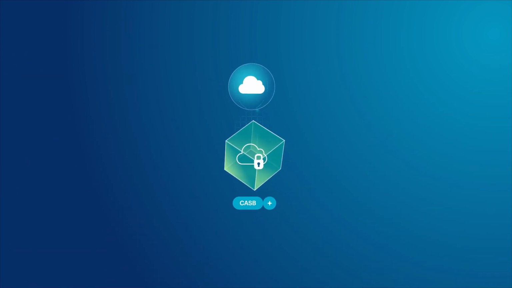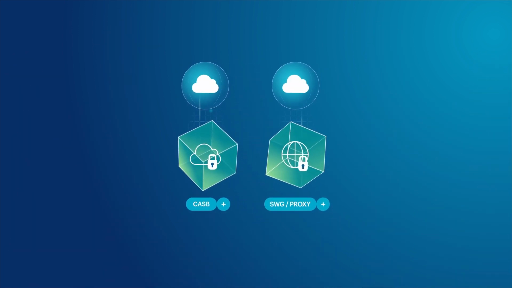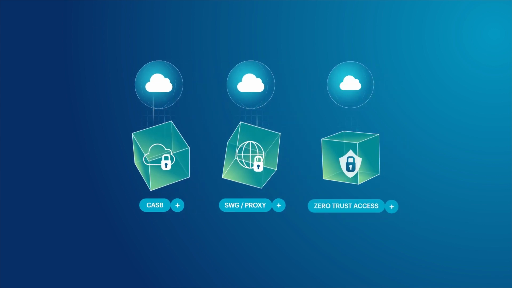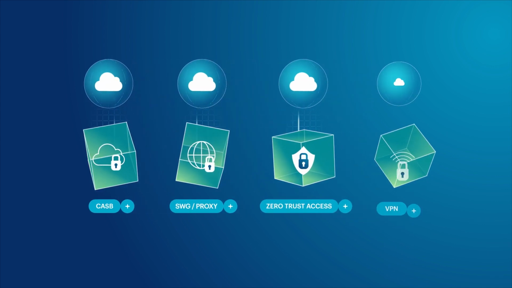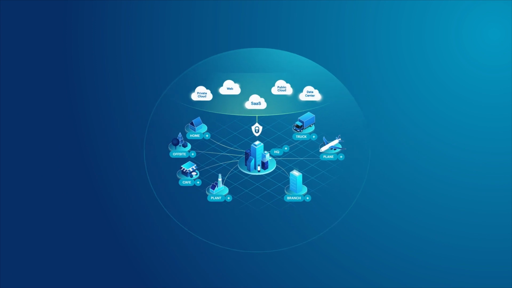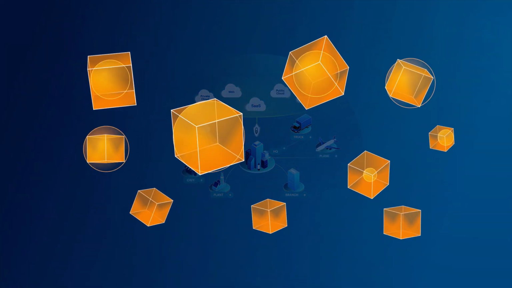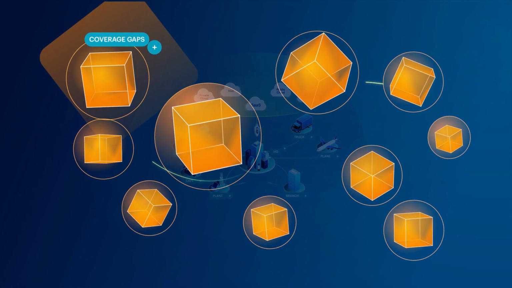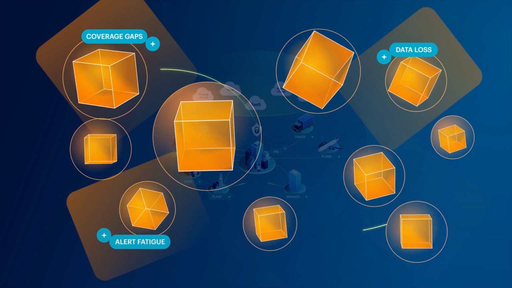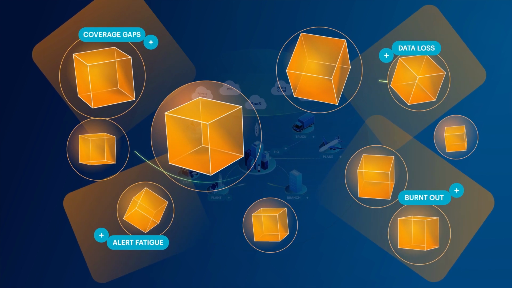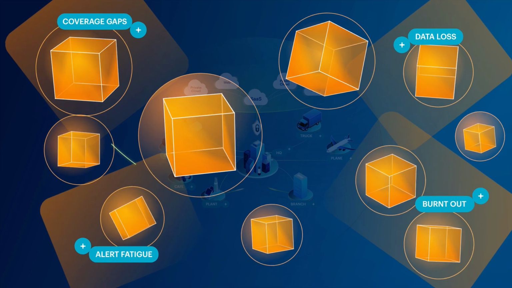This is your CASB, your secure web gateway or web proxy. This is your zero trust network access. This is your VPN. And if that sounds costly, complex, and like it might create inefficiencies that lead to gaps in coverage, data loss, alert fatigue, and burned out security practitioners, well, you'd be right.